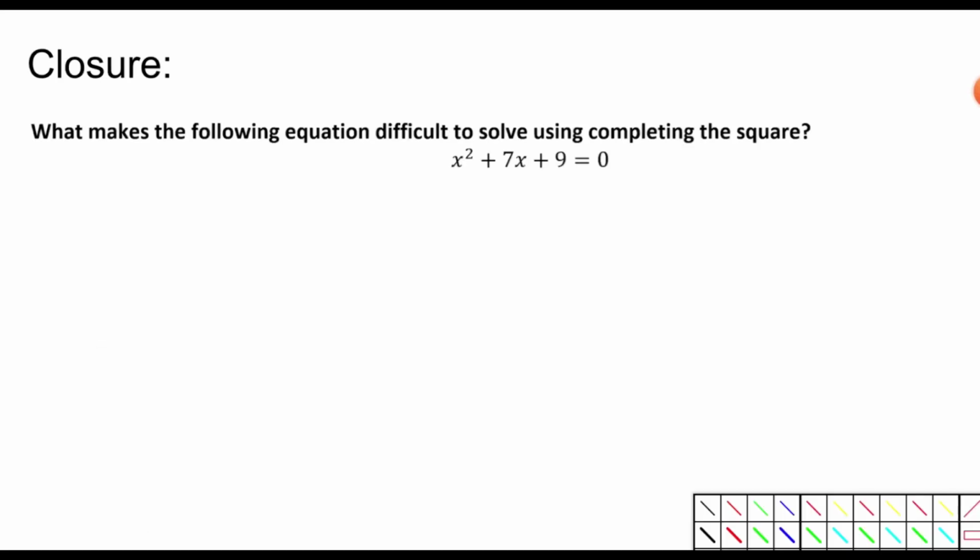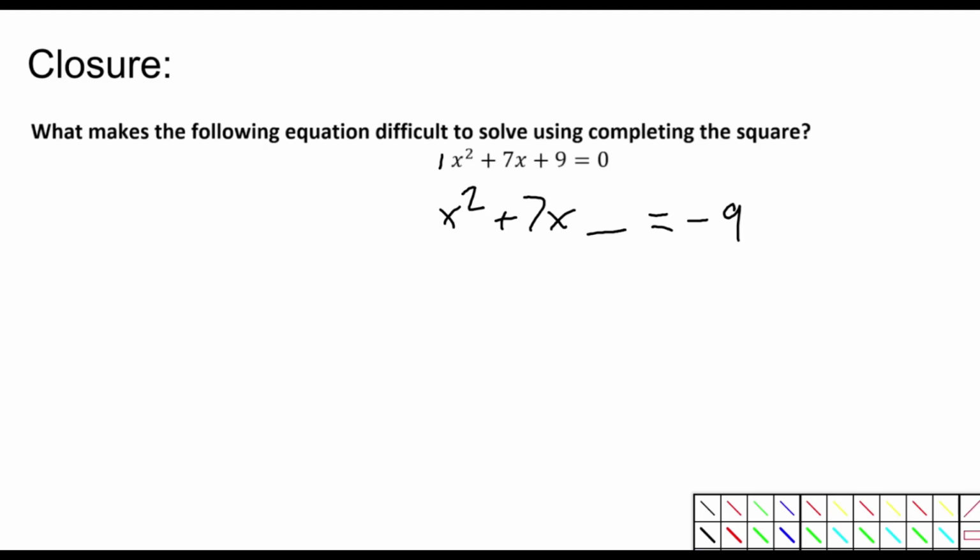So what makes this following equation difficult to solve using completing the square? Well, when I first look at this problem, it doesn't look like it's challenging. We notice that a is 1, so that means we can just complete the square as is, so let's do that. And let's see, where is the problem going to come? So we have 7x, create the space, move the 9 over, so that first step was not hard. That's the same thing we've been doing.